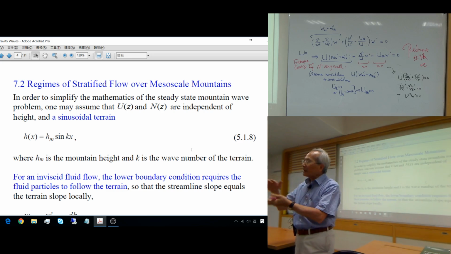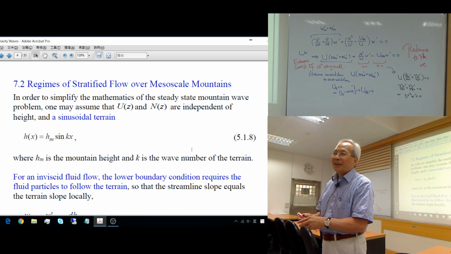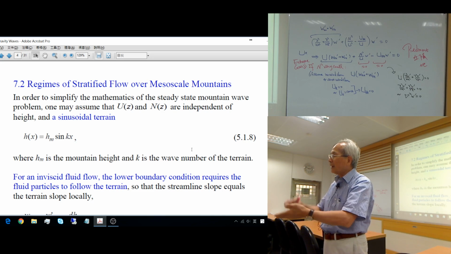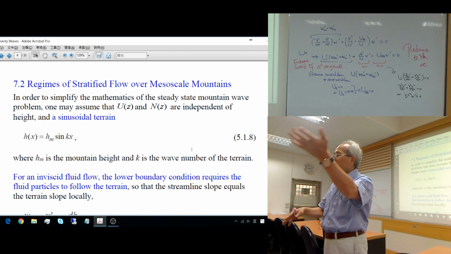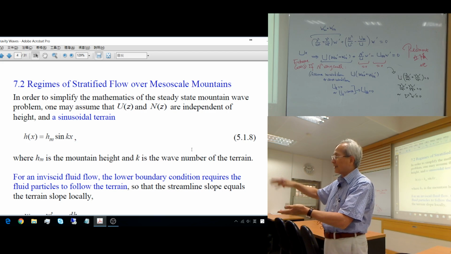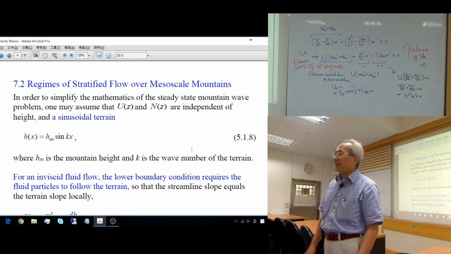Do you know the difference between hills and mountains? Higher is mountain, and the small one is hills. Hills are normally under 1 kilometer. Like in England, they don't have mountains, they just have hills. They don't have high mountains. And here we have high mountains.